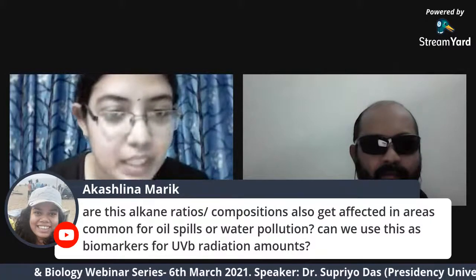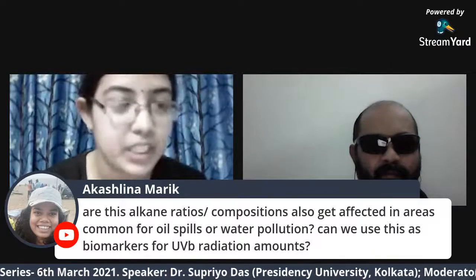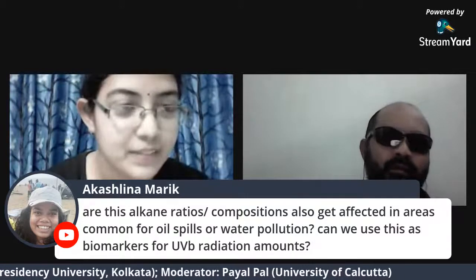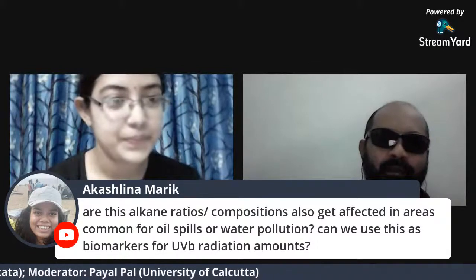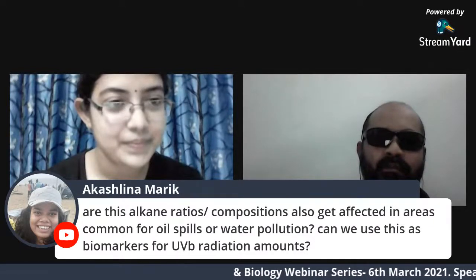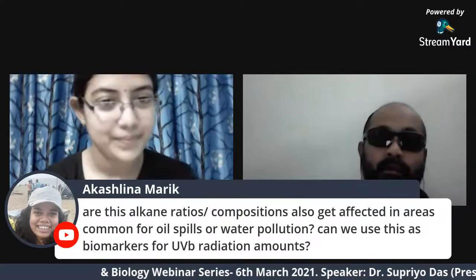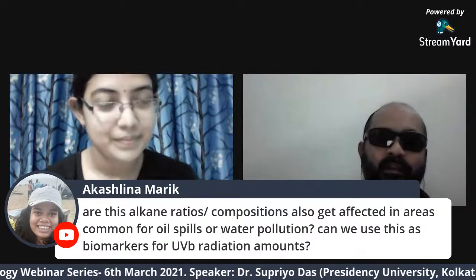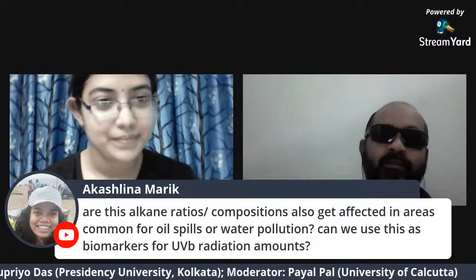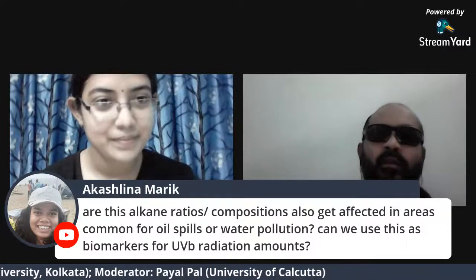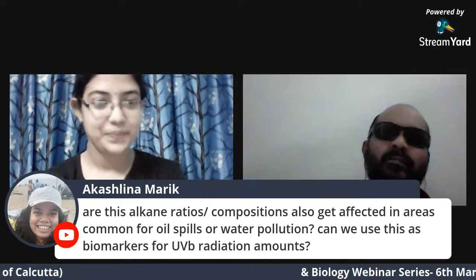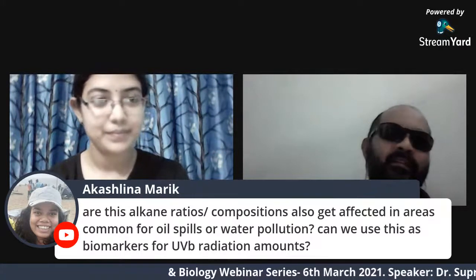See, can we use this as a biomarker for UV radiation amounts? We could, if we know the other conditions that can alter the alkane composition in the archive. When you are saying whether you could use it as a biomarker, to me it is about past changes, right? In a geological archive. So for that, you need to know other conditions that can alter the alkane compounds. In natural conditions, there are a lot of influences that can alter alkanes. Alkanes are very common, and they can be degraded very easily.